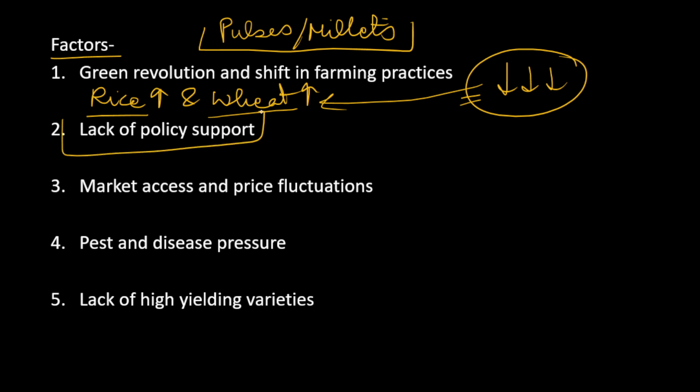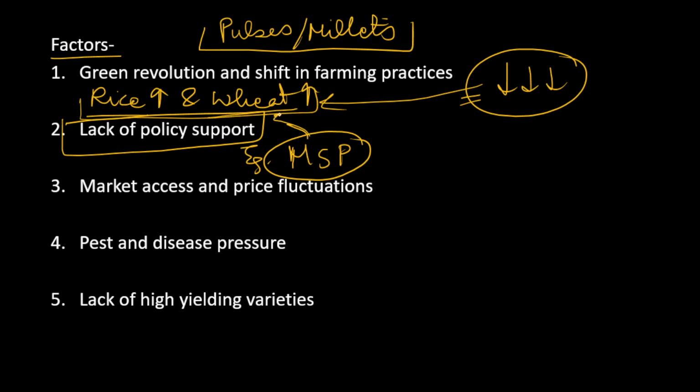Second, lack of policy support. For example, in MSP the government has a bias. When you see the historical trends of MSP, rice and wheat, the cereal grains, are more preferred. Their procurement is on higher trends and they are procured in high amounts. So rice and wheat are generally favored in MSP. That is also why it led to the reduction of production of pulses.